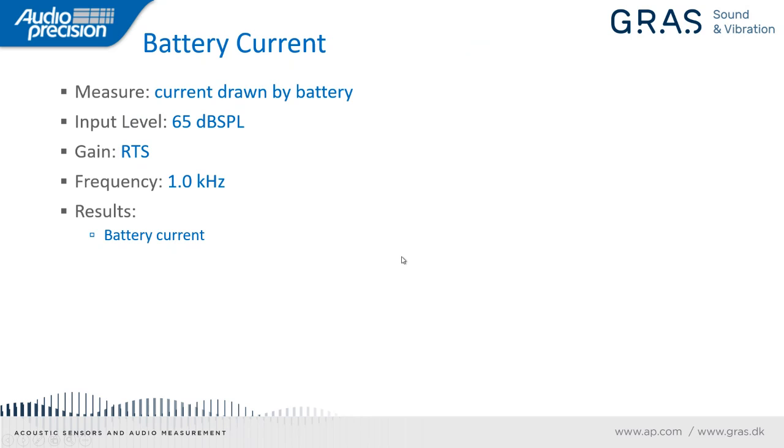The battery current is also very important. These are battery-powered devices, and of course we want to know how long we expect the device to last on a single battery or a single charge of a rechargeable battery, and therefore we measure the battery current when the device is in use. So the input level is 65 dB/SPL. The gain is set to the reference test gain. It's a sine wave at 1 kilohertz, and we measure the battery current in milliamps.